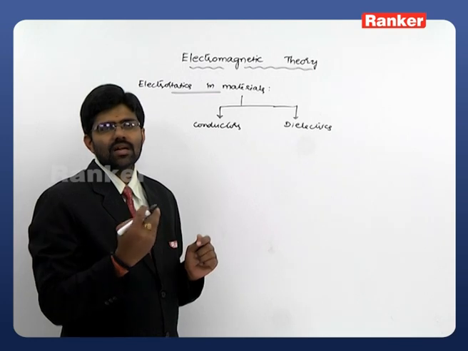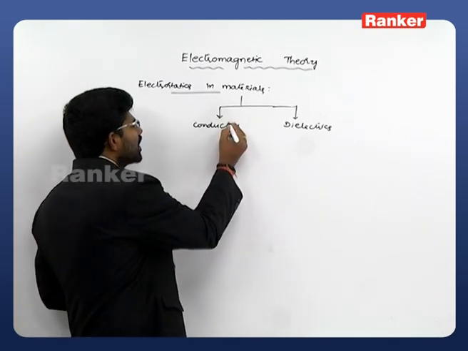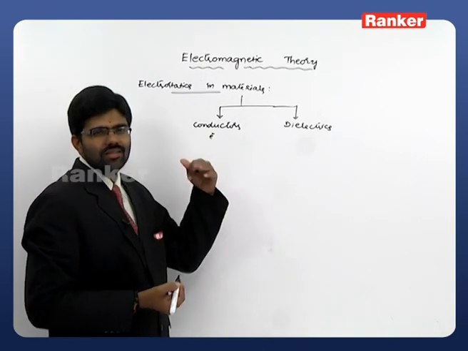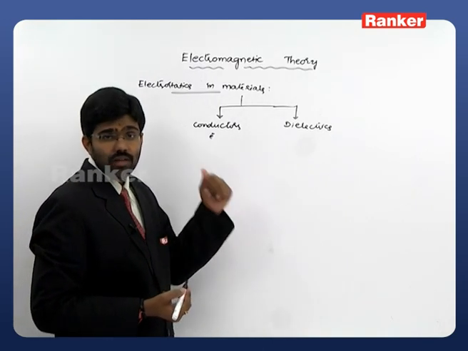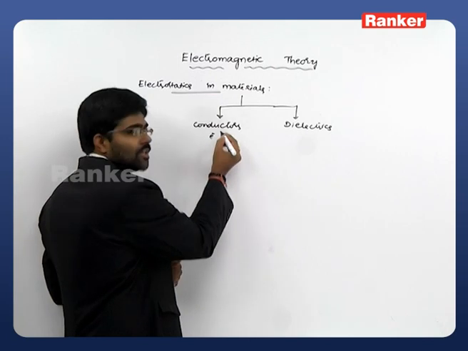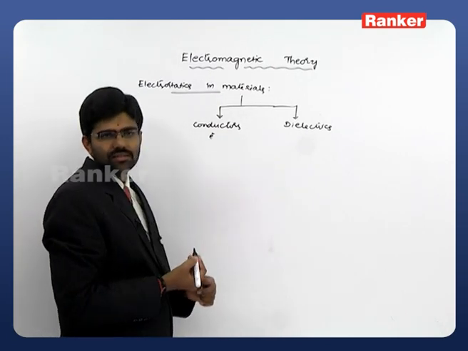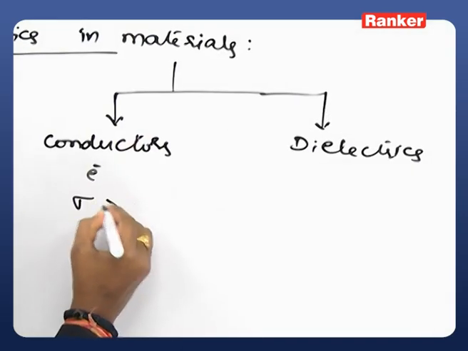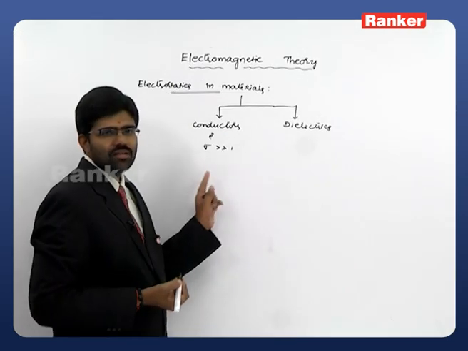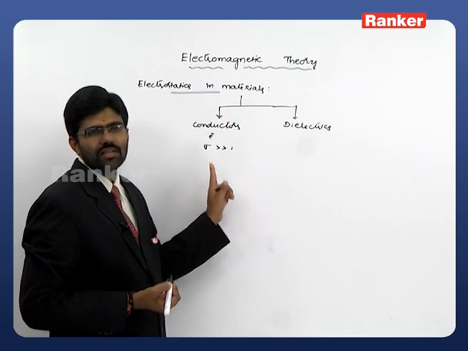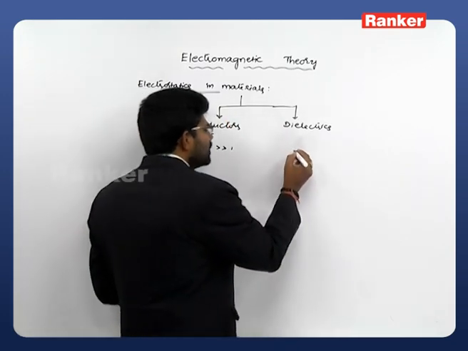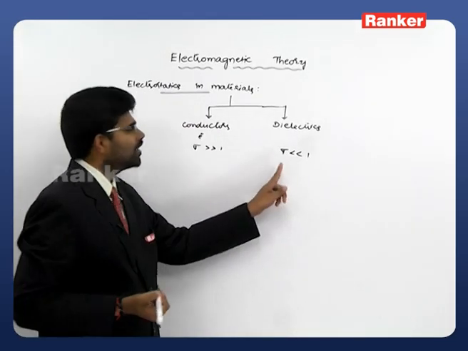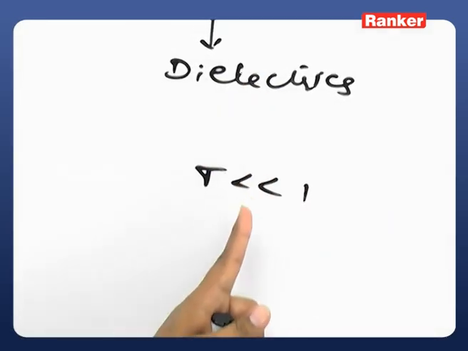it can carry some current. Whenever there are free charge carriers, in most cases electrons, whenever we have an excess number of electrons, then they can carry some current and are said to be conductors. That purely depends upon the conductivity. If the conductivity sigma is very much greater than 1, then the materials are said to be conductors. And when sigma is very much less than 1, they are said to be dielectrics.